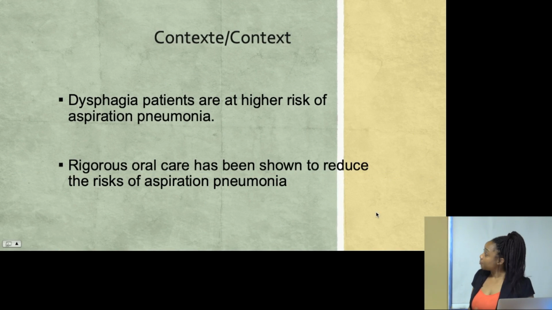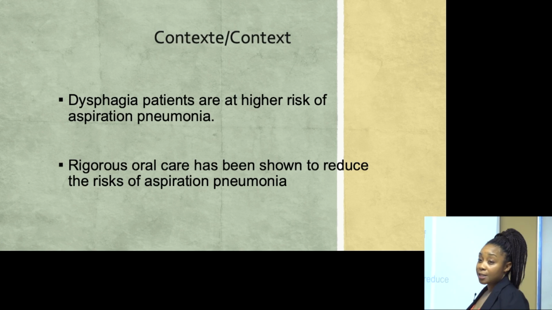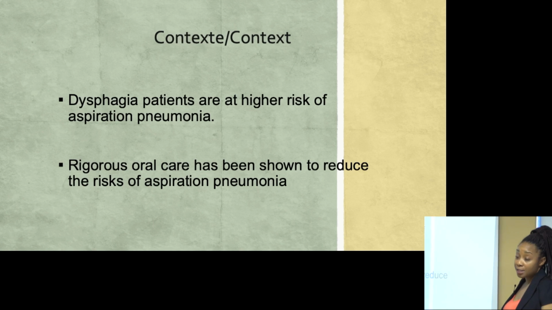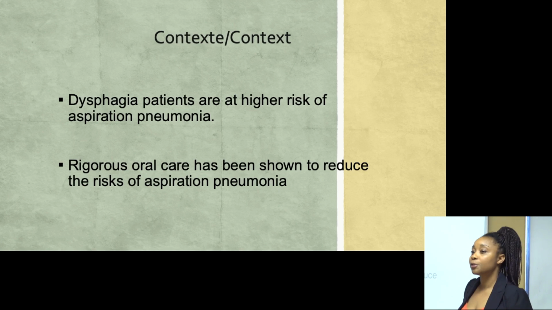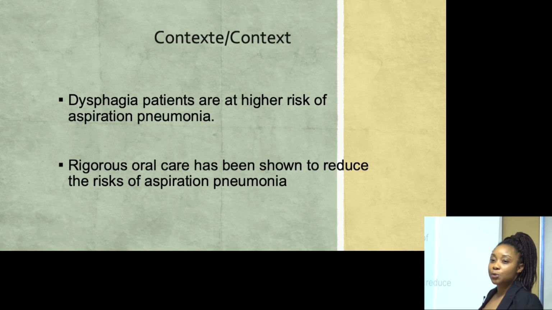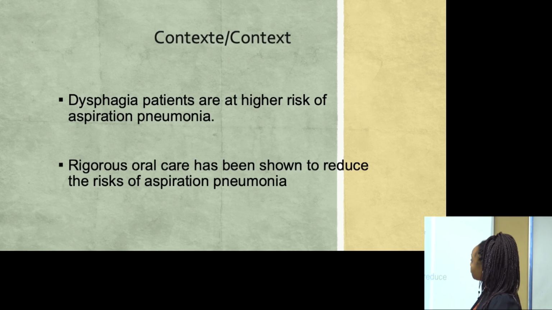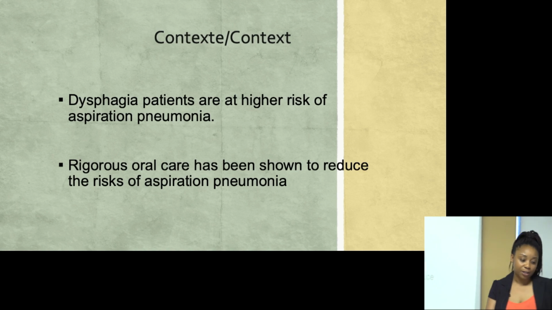So the context of my presentation today, we're going to be talking about dysphagia. We know that dysphagia patients are at higher risk of developing what we call aspiration pneumonia. This is when they inhale food particles or just something that's not supposed to go into the lungs, and they develop pneumonia. It's been proven that rigorous oral care is known to reduce the risks of aspiration pneumonia.